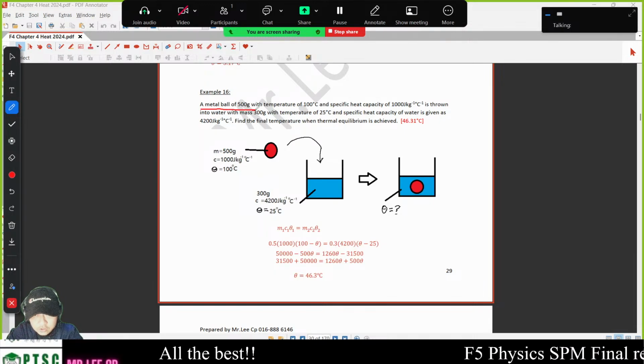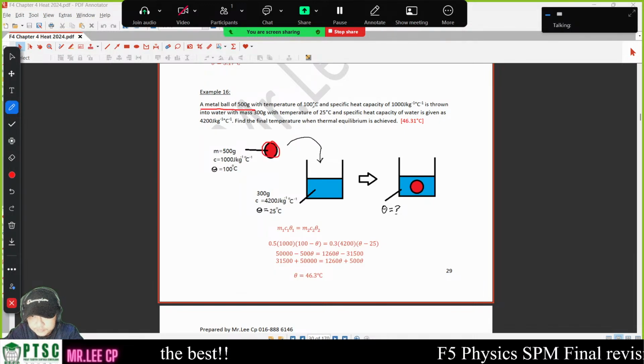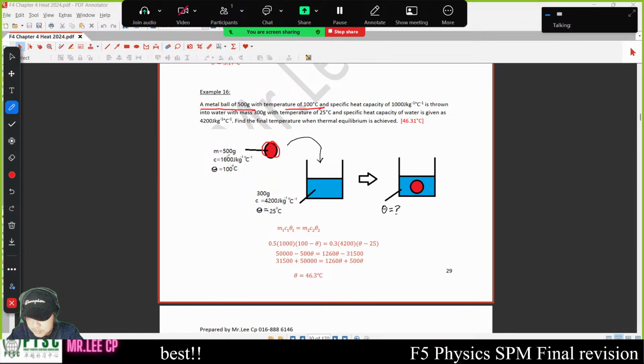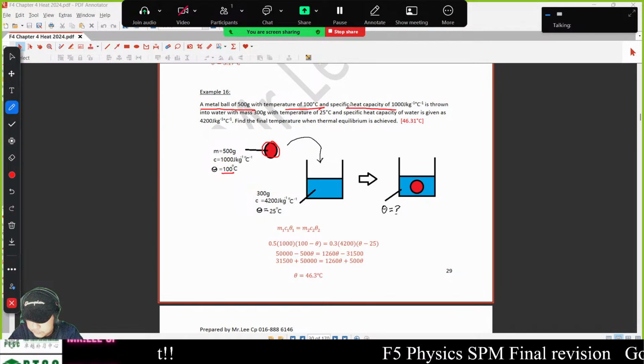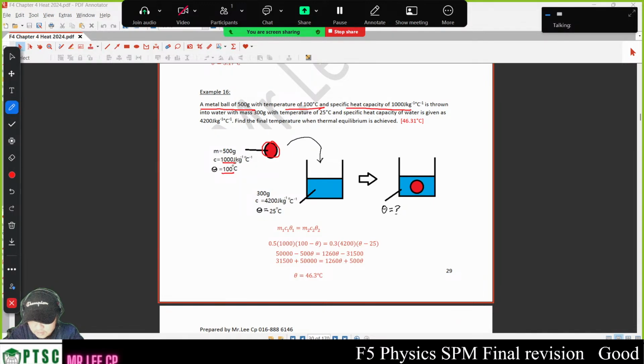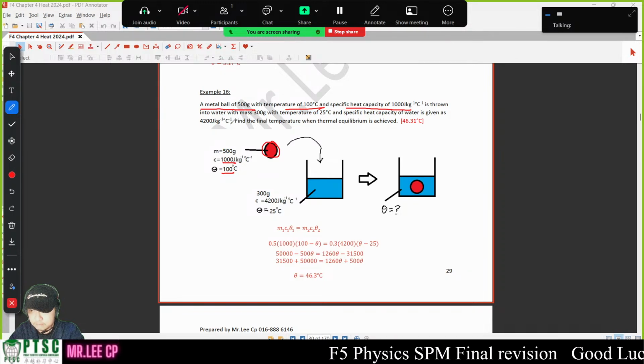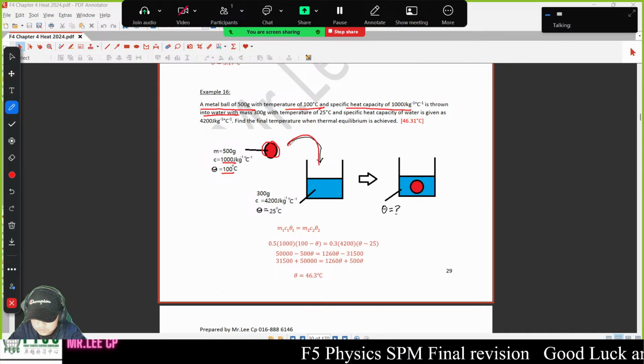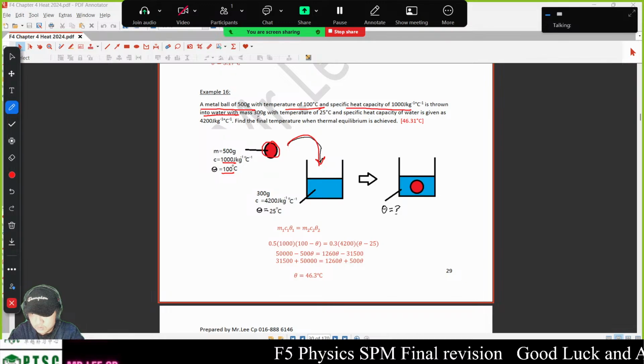So you have a metal ball of 500 grams, temperature 100, heat capacity 1000. Okay, everything is given. It is thrown into the water. Water is 300 grams.